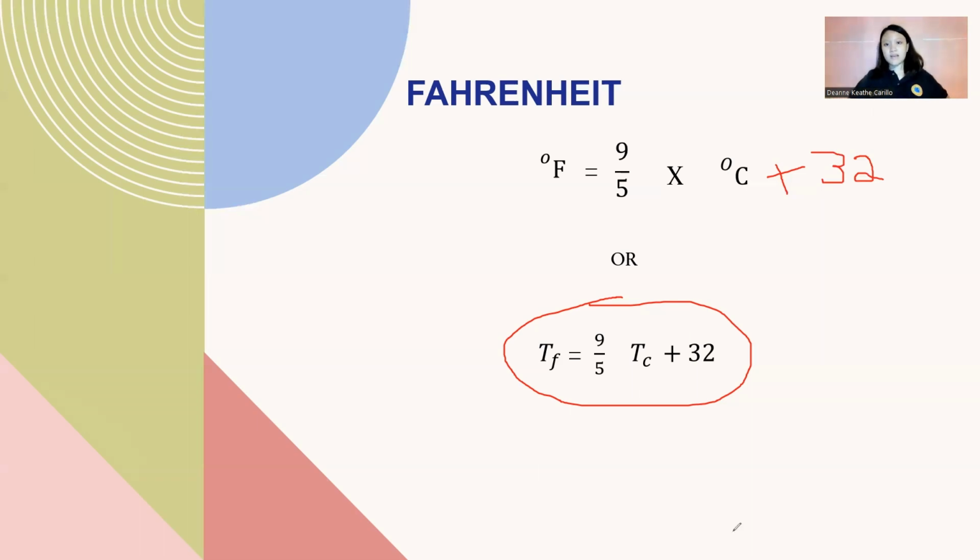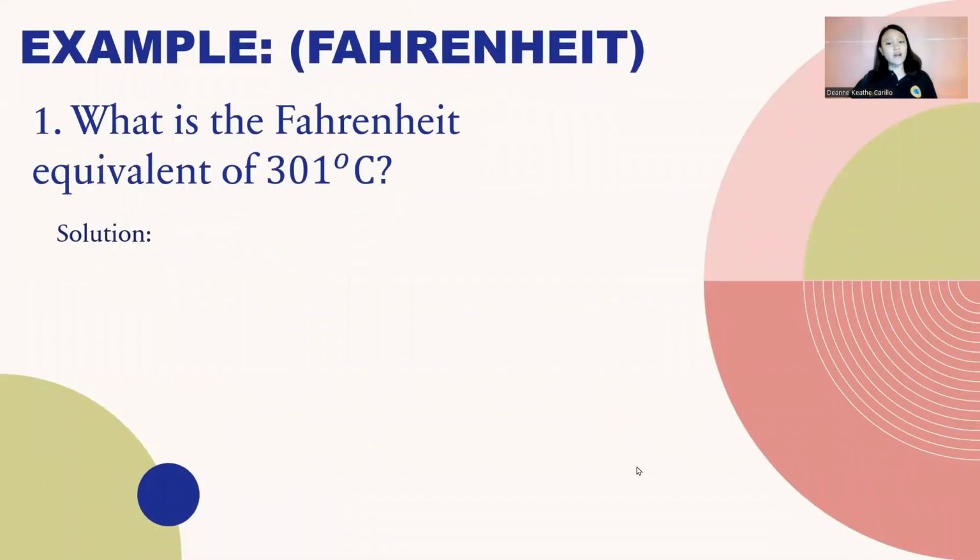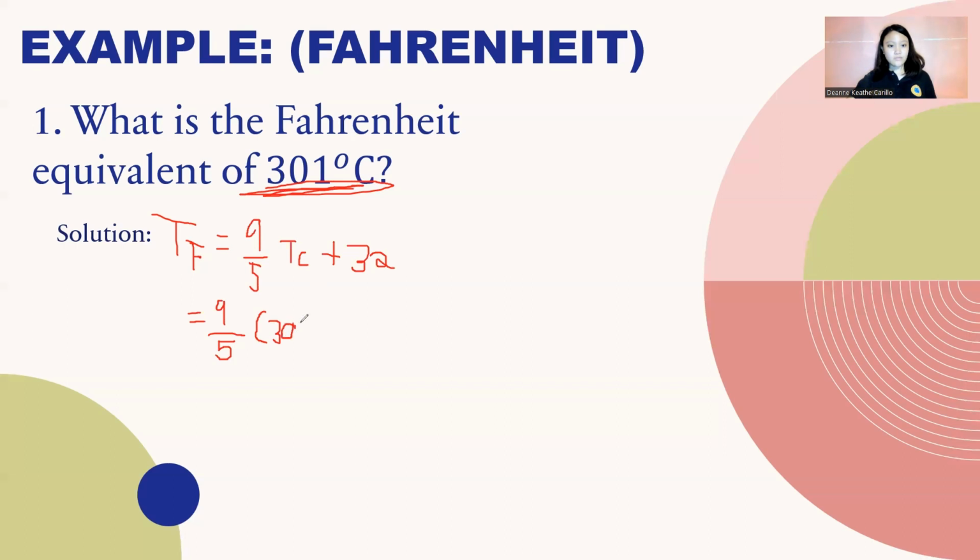Now let's proceed to the example of Fahrenheit. Example Fahrenheit. What is the Fahrenheit equivalent of 301 degrees Celsius? Let's write the formula first. Now the next step is we should bring down the 9/5 first. Then for temperature Celsius, which is 301 degrees Celsius. Let's put an open and close parenthesis for this one because we have to multiply it afterwards.